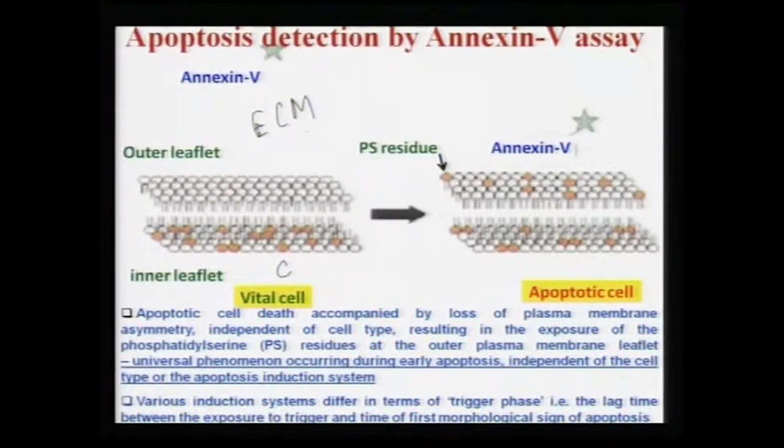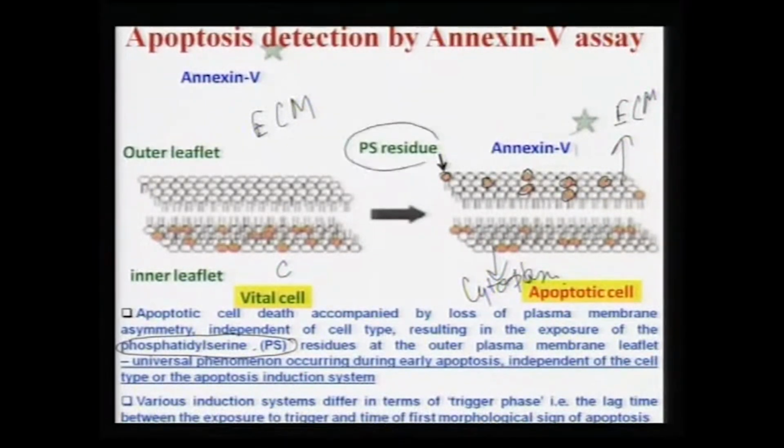Now, what happens when a cell undergoes apoptosis? Some molecules, known as phosphatidylserine, PS, the red ones here or different colored ones, are increasingly more exposed towards the ECM compared to the cytoplasm. But when a cell is alive, you do not see any phosphatidylserine residue in the outer leaflet, which is exposed to the extracellular matrix.